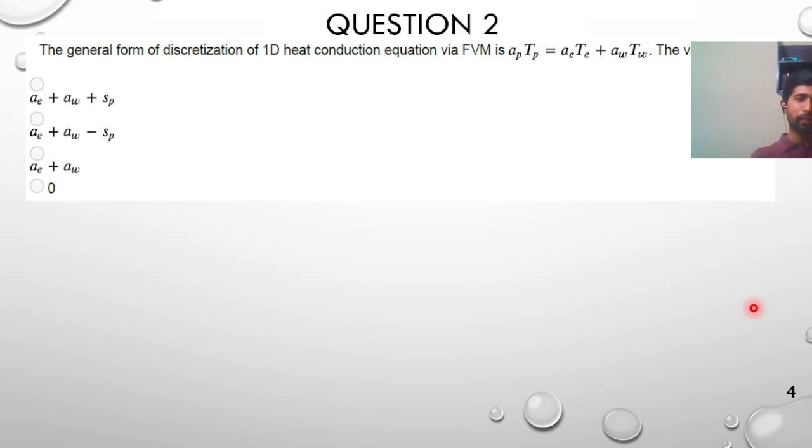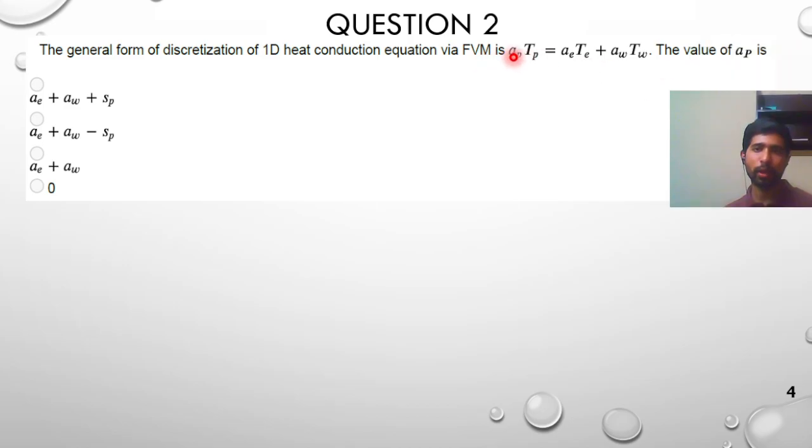So the general form of discretized 1D heat conduction equation via FVM is so and so. AP TP is equal to AET plus AWTW. The value of AP should be... So you have to understand here the general form of discretization of 1D equation. They have written heat conduction, but they have not written whether heat generation is there or not.